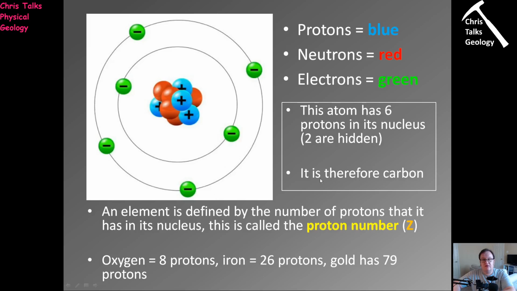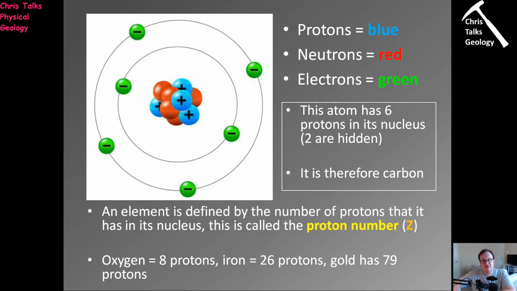Now, we can't see them, but there's going to be a couple of extra protons on the other side. So this atom has a proton number of 6. So it has 6 protons in its nucleus. And this means it is therefore carbon. So the type of element you're dealing with is based on the number of protons in the nucleus. That's what tells us what element it is.